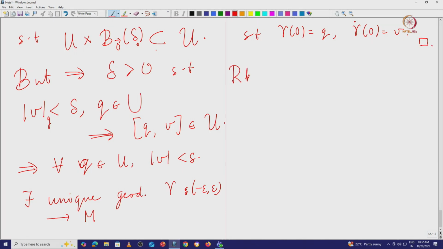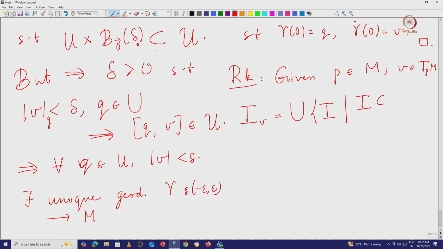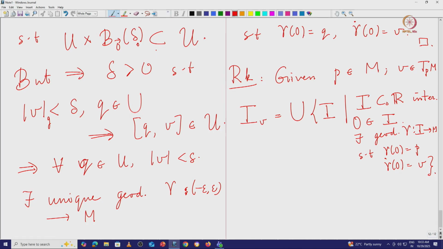Okay, maybe let me end the lecture with the following remark. If you are given a point P in M and a tangent vector V, we let I_V be the union of all open intervals I in R such that 0 belongs to I, and there exists a geodesic gamma from I to M such that gamma of 0 is P and gamma dot of 0 is V. Then, by definition, because I_V is an arbitrary union of open intervals, I_V is an open interval of R.